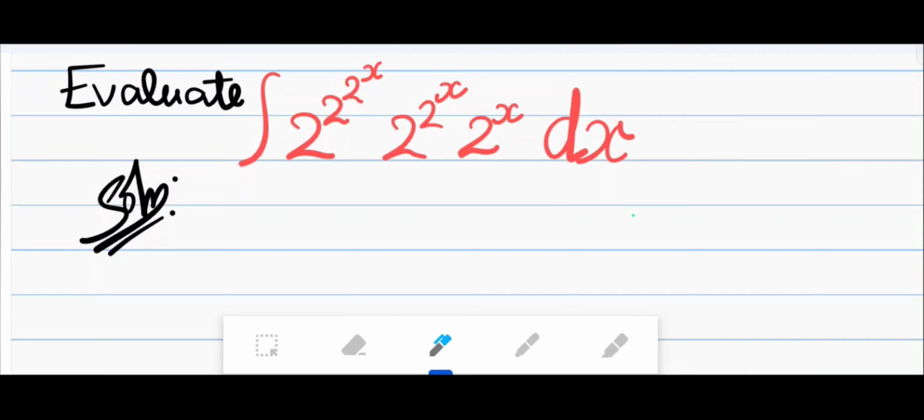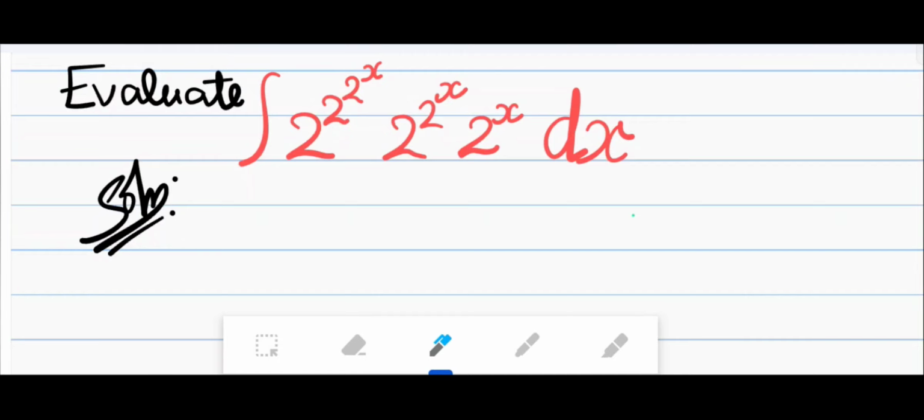So now the question comes, what will we substitute? Let us divide the given function into 3 terms for convenience. The first term is the most complex one, 2 raised to 2 raised to 2 raised to x. Second term is 2 raised to 2 raised to x. Third term is 2 raised to x. And with respect to dx, we are integrating this thing.